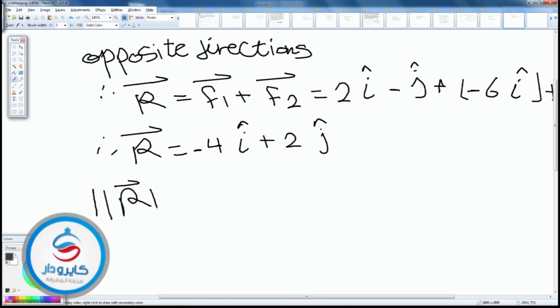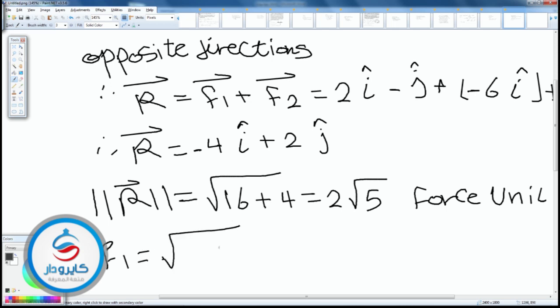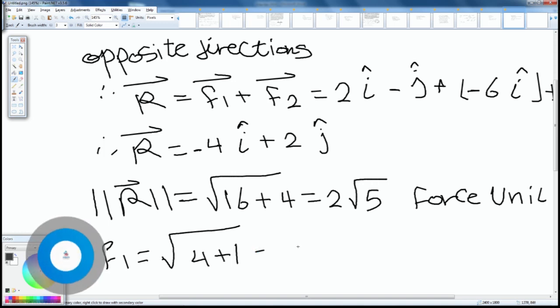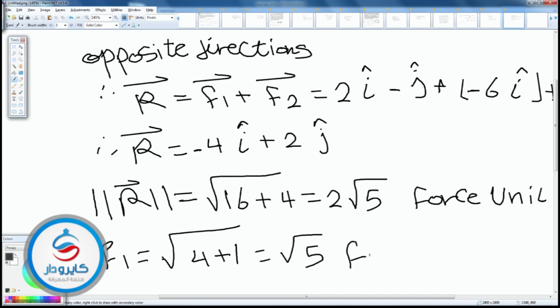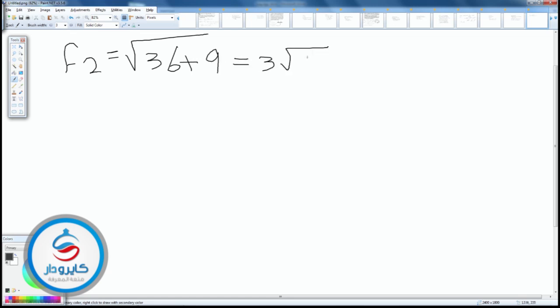Norm of vector R equals square root of 16 plus 4 equals 2 square root of 5 force unit. And F1 equals square root of 4 plus 1 equals root 5 force unit. And F2 equals square root of 36 plus 9 equals 3 square root 5 force unit.